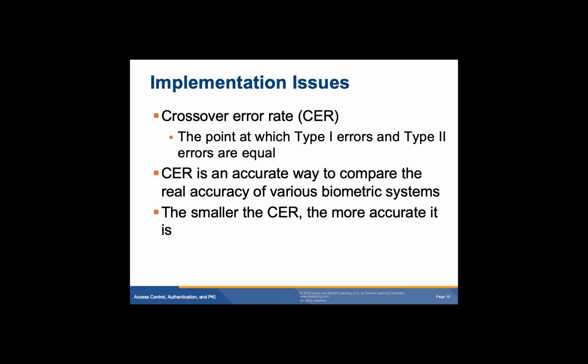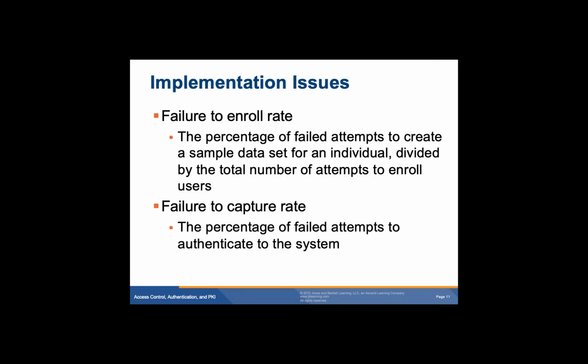Implementation issues continued. The crossover error rate, CER, the point at which type 1 errors and type 2 errors are equal. CER is an accurate way to compare the real accuracy of various biometric systems. The smaller the crossover error rate is, the more accurate it is. And the textbook discusses this in greater detail, so take a look at the CER and how that works into play with both type 1 and type 2.